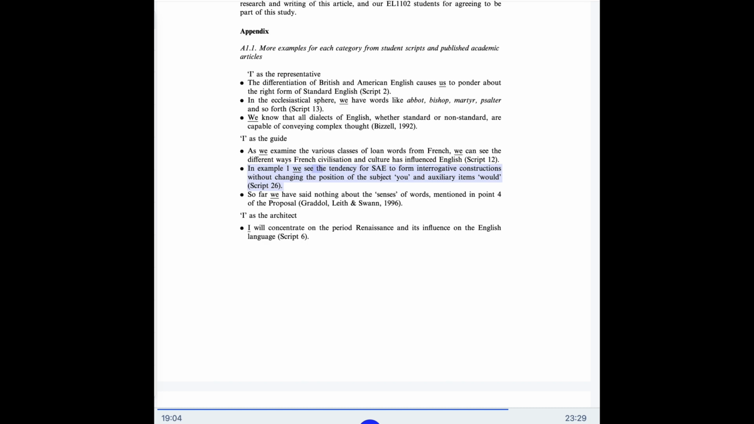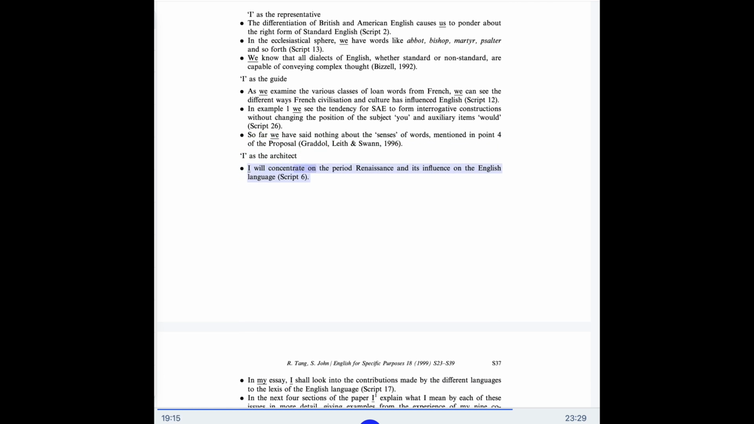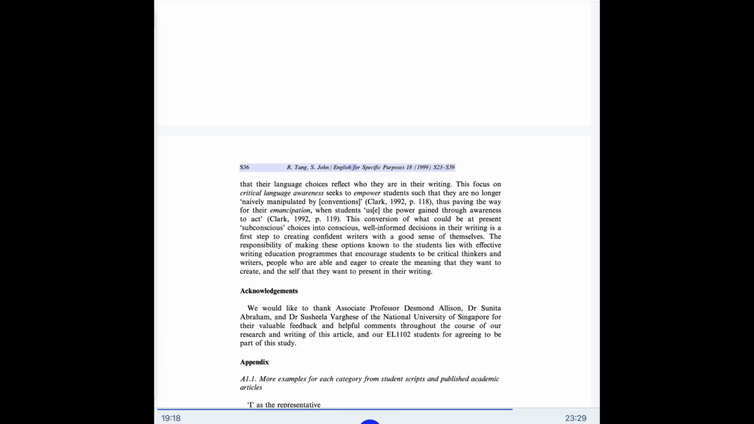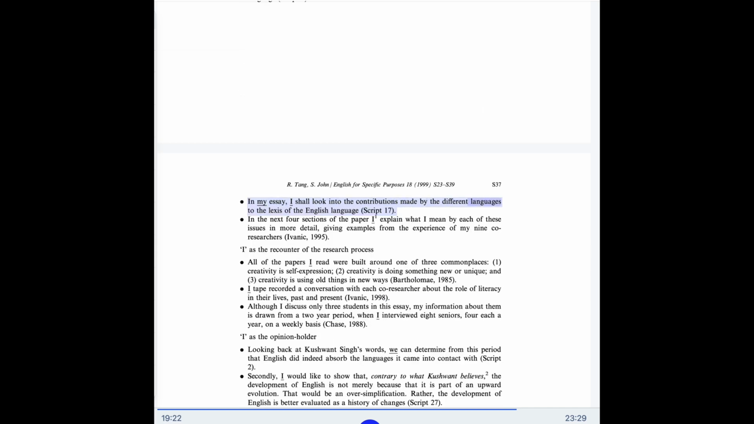In example 1, we see the tendency for SE to form interrogative constructions without changing the position of the subject you and auxiliary items. Script 26. So far we have said nothing about the senses of words mentioned in point 4 of the proposal. Gradall, Leith and Swan, 1986. I as the architect. I will concentrate on the period Renaissance and its announcements on the English language. Script 6. R. Tang, S. John, English for Specific Purposes, 1999, S23 plus or minus S39, S36. In my essay, I shall look into the contributions made by the different languages to the lexis of the English language. Script 17.